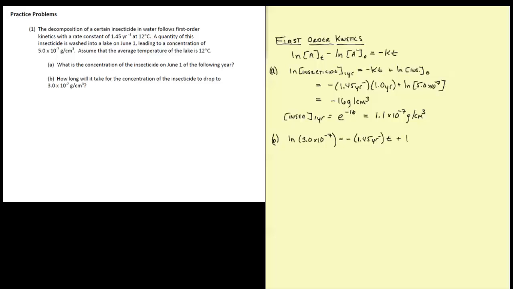Question B is looking for a particular time. So we're going to plug the numbers in and try to rearrange for time. In order to get time by itself, we're going to have to subtract the natural log of the initial concentration from both sides. And then we're going to have to divide both sides by the rate constant, which is negative 1.45 per year. This way we do have t by itself.